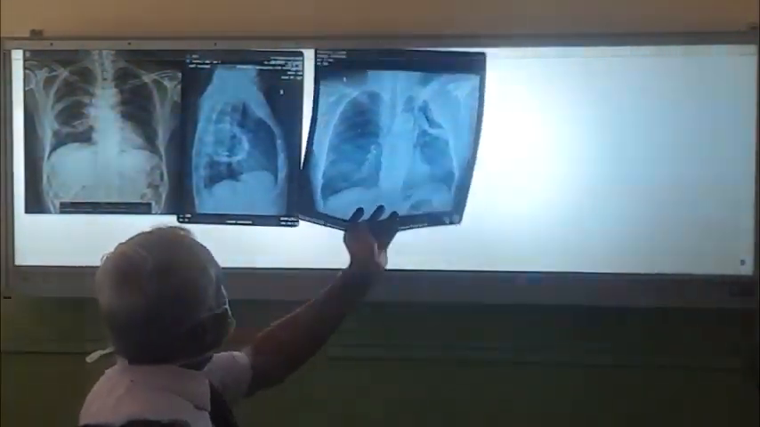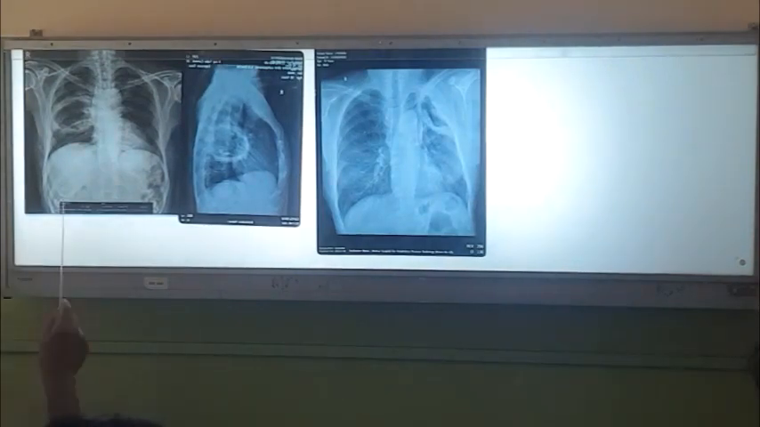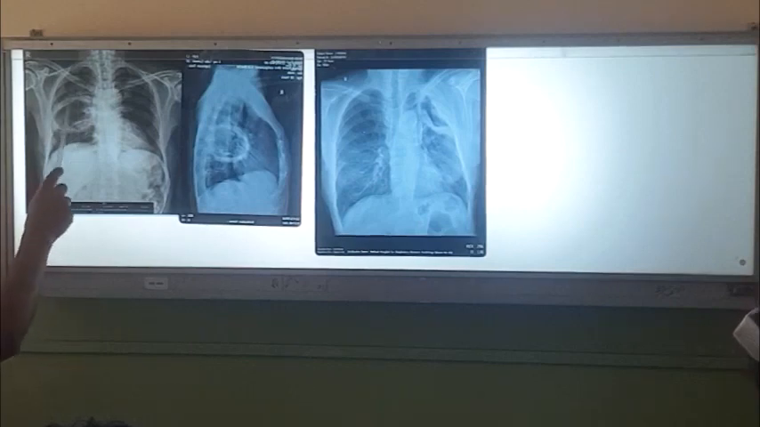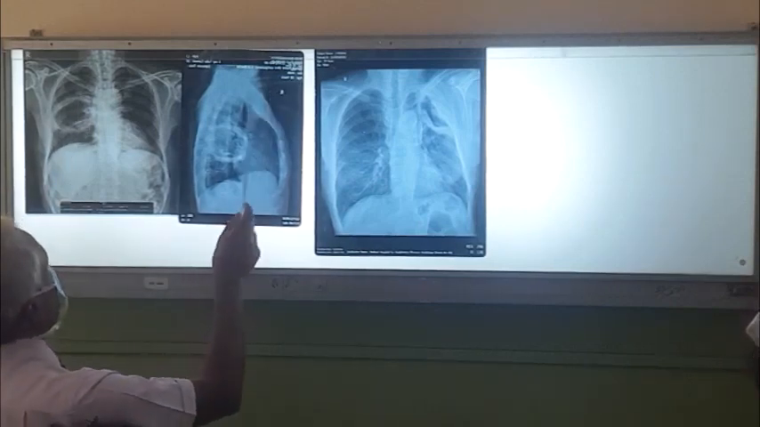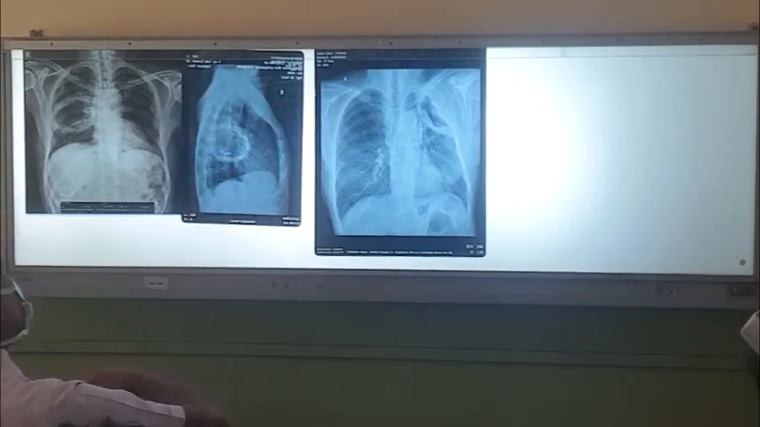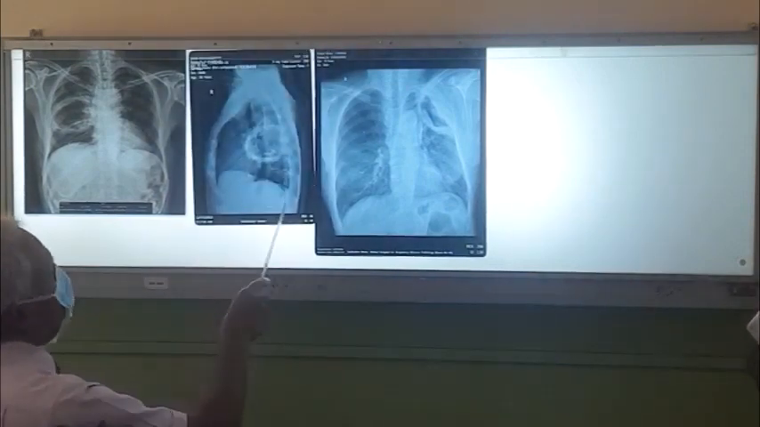So this shows some cavities, right? So it's a digital film, well centered, right? So it's a big thick wall cavity. So you can do a lateral and see. So they have done a right lateral here. So this is the right pneumothorax, right? So this is the left one.